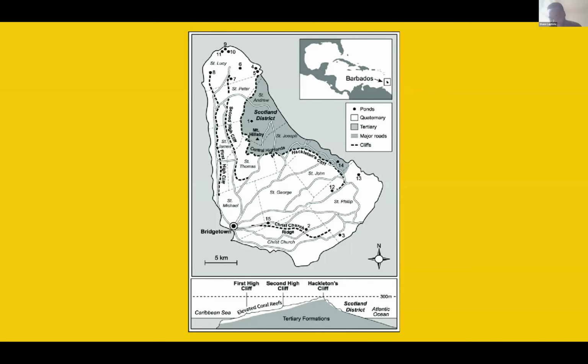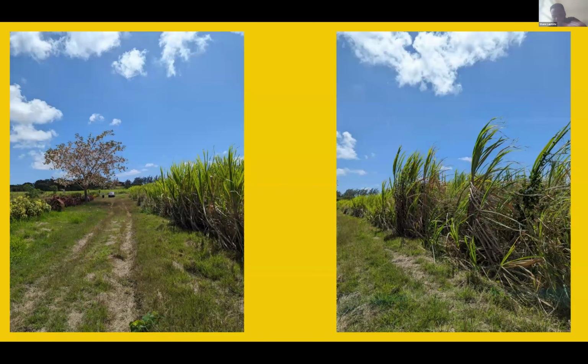And the Scotland district on the East Coast, as you can see here, is a very steep area where the landscape very quickly falls towards the sea. It was also the area where enslaved people would escape and find safety and security outside of the plantation system. And so in most of the country, you have very large fields of sugarcane. Much of the country still has these very large sugarcane fields.